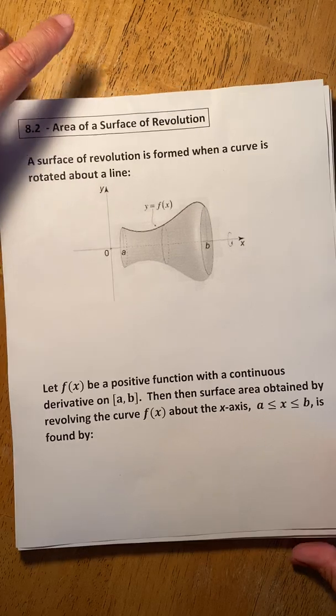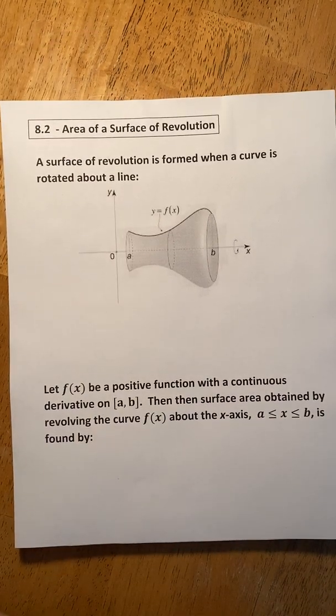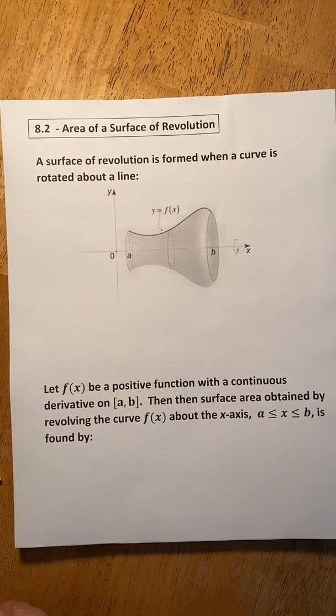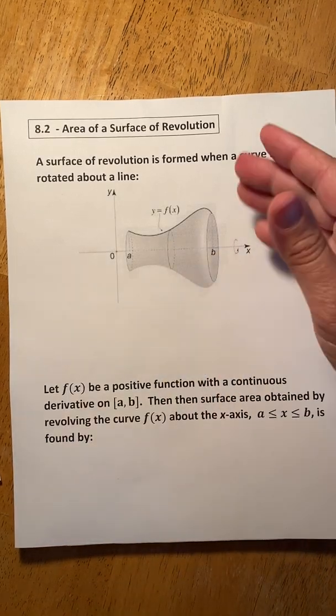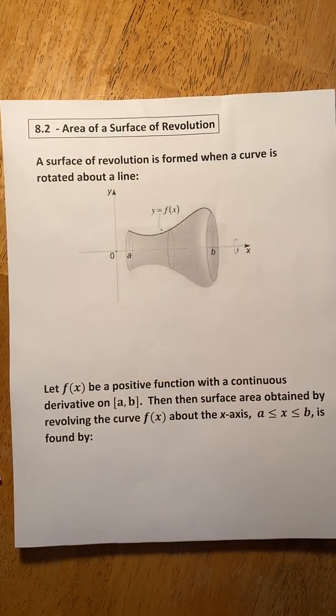Hello, welcome to 8.2, the area of a surface of revolution. So this is a little bit different than chapter 6. In chapter 6, we took a curve and found the area under the curve. We spun it and created a volume, so it was a solid. This time we're only looking at the surface area.